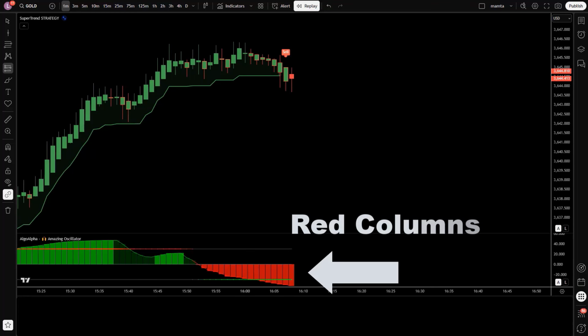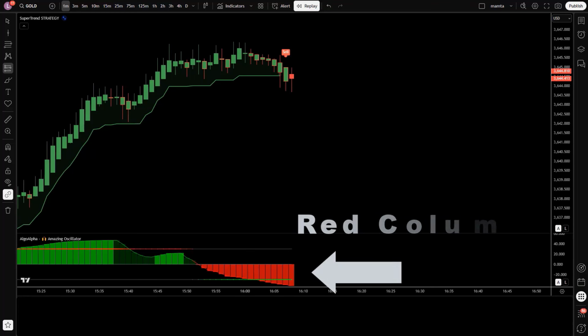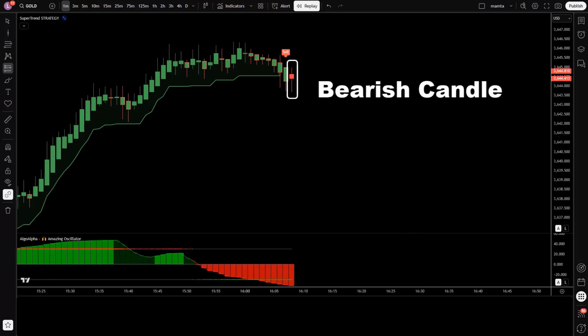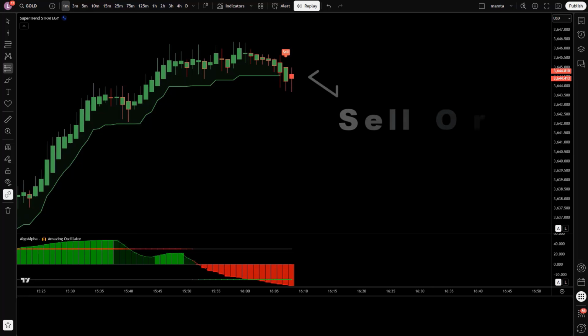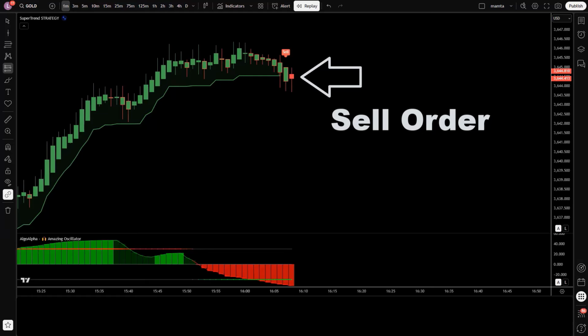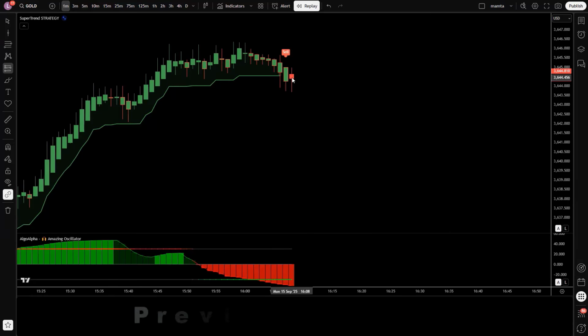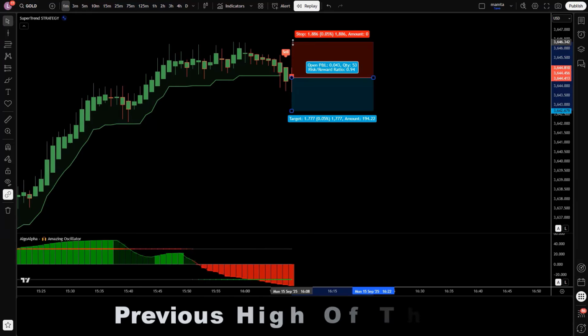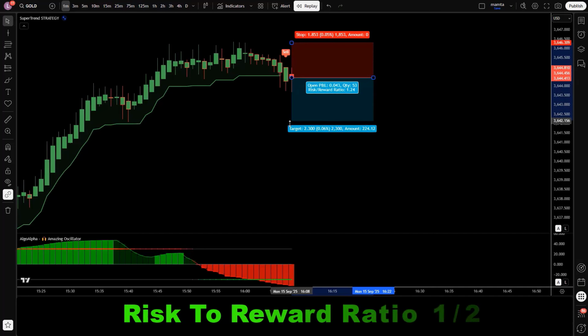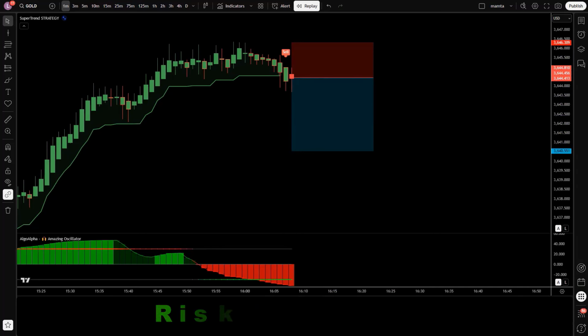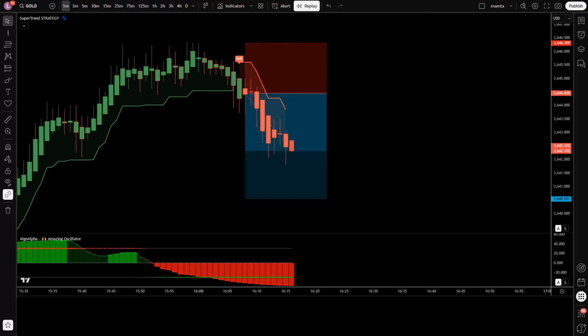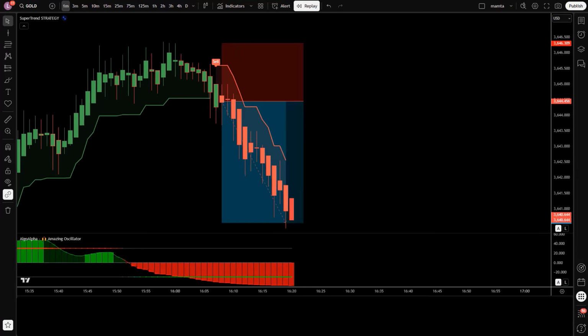Here the awesome oscillator indicator shows red color columns. Here the market forms a bearish candle. So all our conditions are fulfilled, then we will place a sell order. Our stop loss is the previous high of the market, and the risk to reward ratio will be 1:2. Let's see what happens to our trade. The market has completely hit the target.